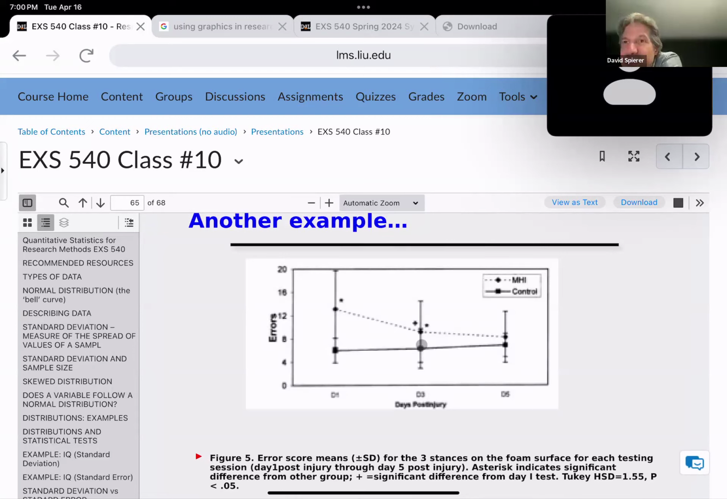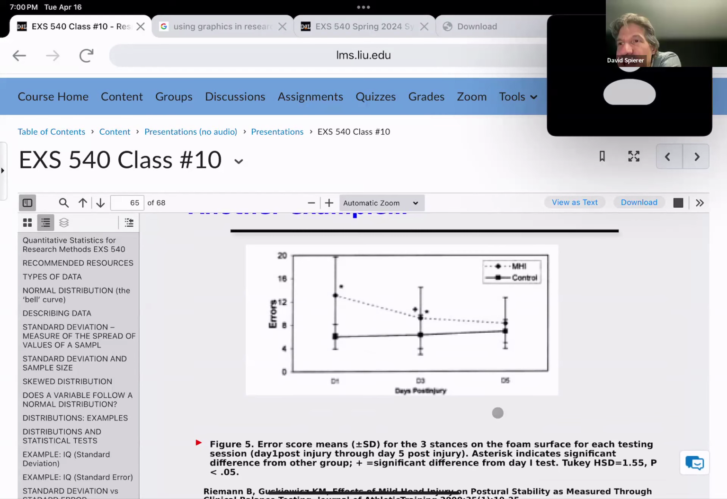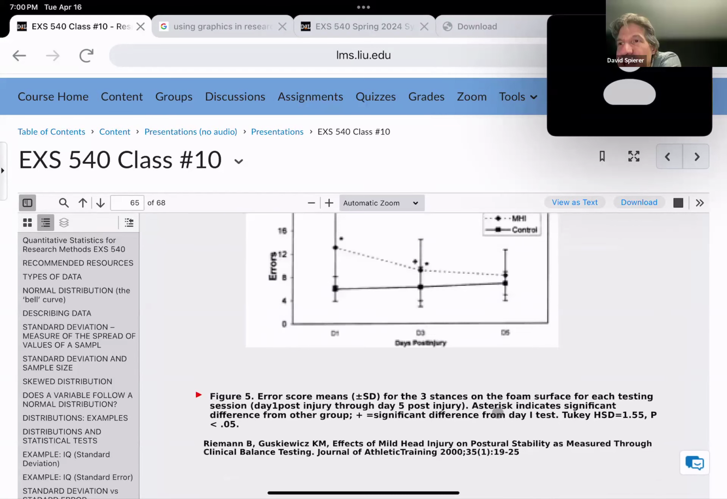So again, these are huge, and they speak to the idea that there is a lot of variation in the data here, both in the control group, although not as much in the control group, but in the experimental group, in the mild head injury group, there's a lot of variation. So you have to take that with a grain of salt.